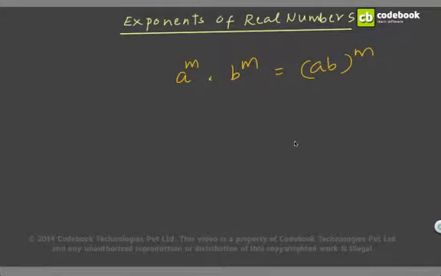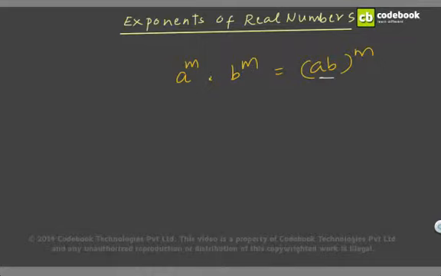Next we will look at another identity of exponents of real numbers. If you are given two terms a power m and b power m, and if you multiply those two terms, the product of those two terms can be expressed as the product of the bases raised to the power of the exponent, which is m.